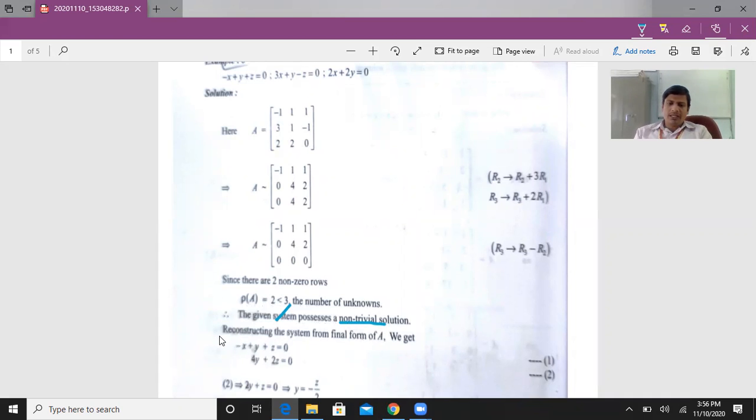Next is reconstructing the system of final equations from A. Reconstruct means you take here minus 1, then 1 is there.